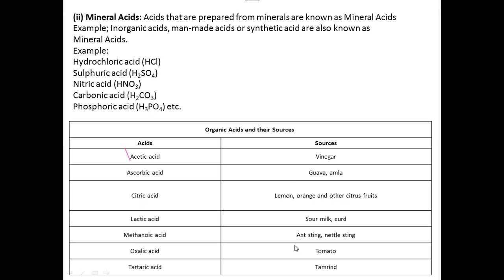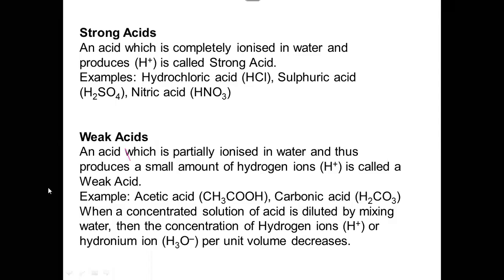Methanoic acid, its source is ant sting, म्हणजे मधमाशीची नांगी किंवा तांबड्या मुंगीची नांगी. Nettle sting means this is one of the plants which has a sting like this ant sting. Then oxalic acid, it is present in tomato, and tartaric acid is present in tamarind, means chinch. So these are the sources. Remember these names of sources where these acids are present.